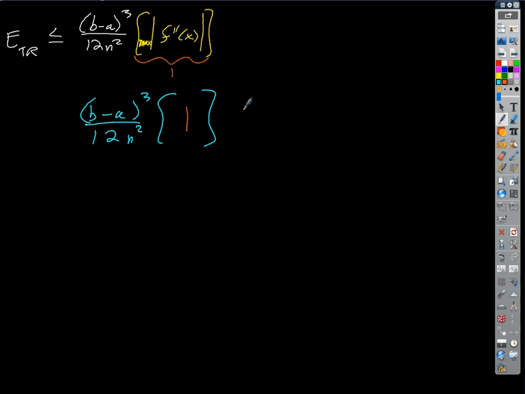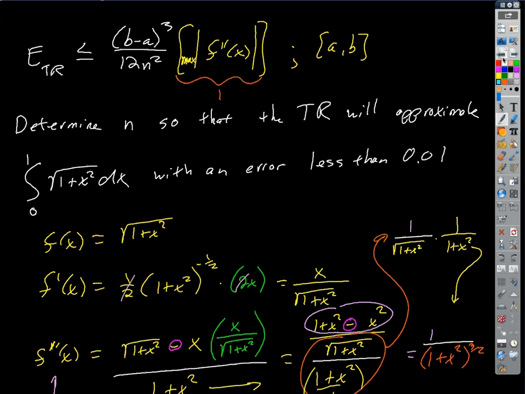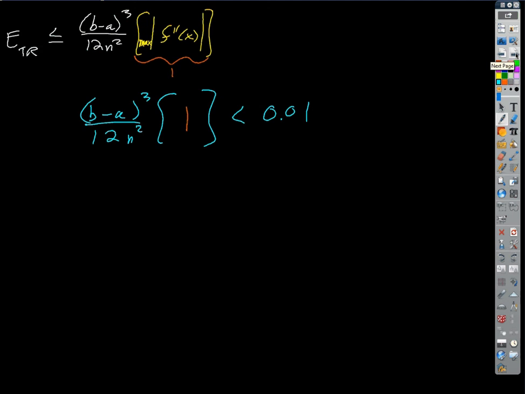has to be less than, didn't we say it had to be less than 0.01? Wasn't that an error that's less than 0.01? Okay, so then we just plug in 1 for b and 0 for a and solve for n. So that's just going to give us 1 cubed. So we essentially just get 1 over 12n squared is less than 0.01.